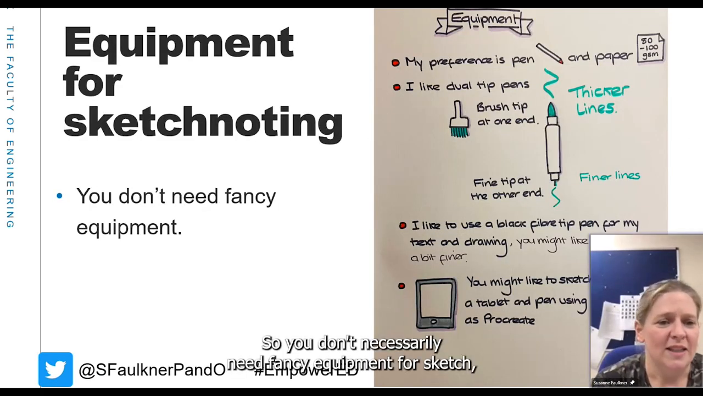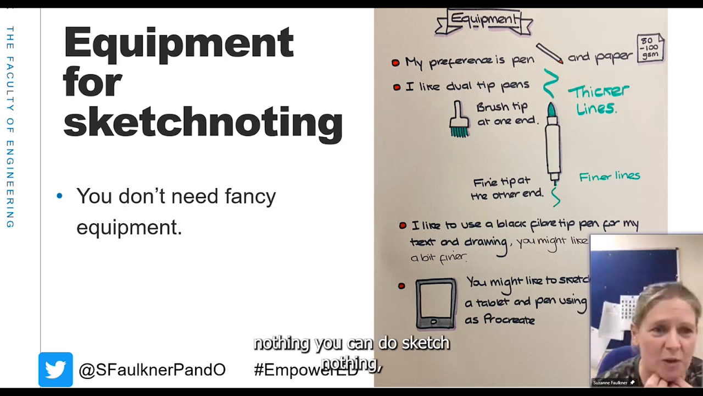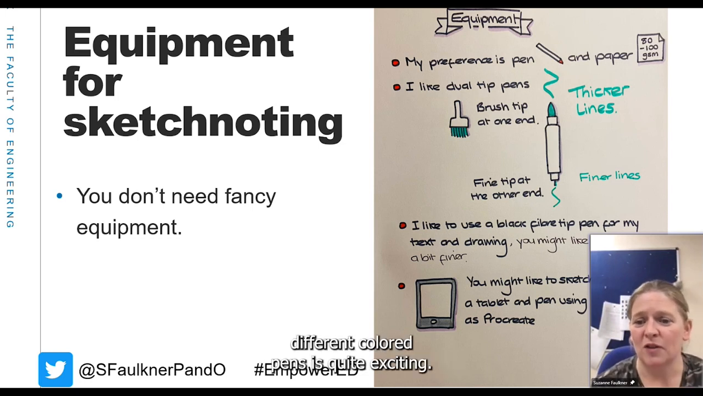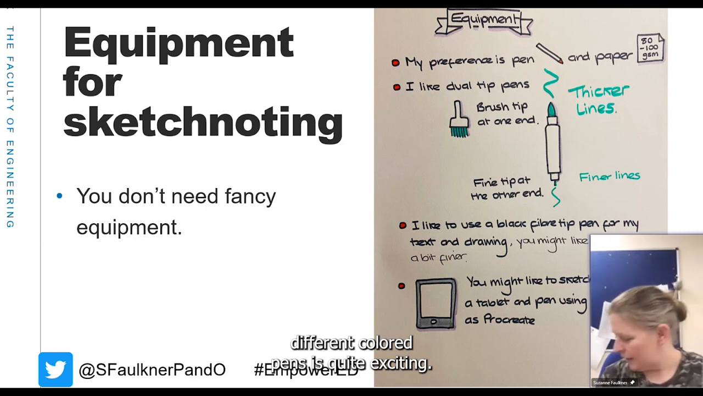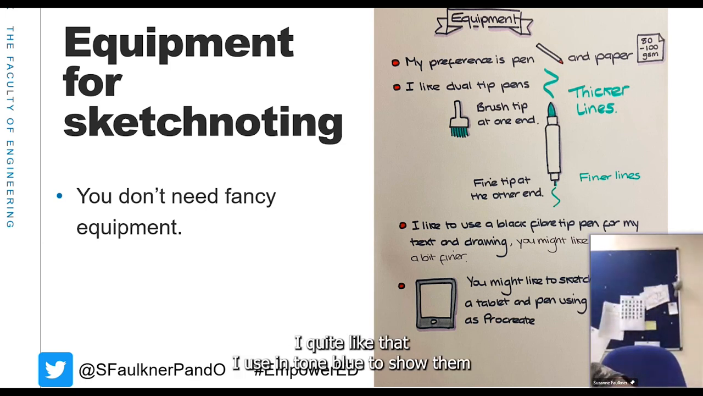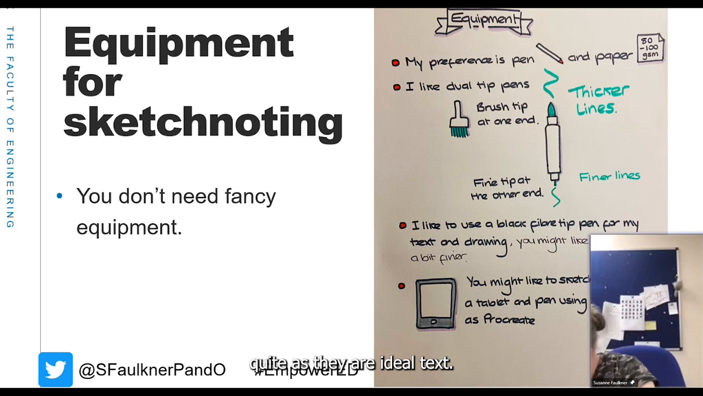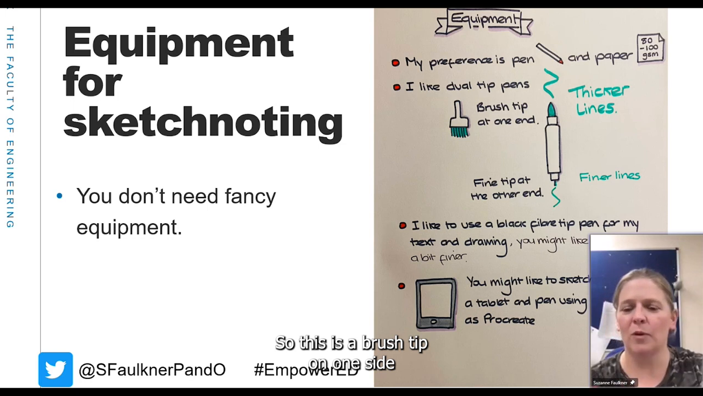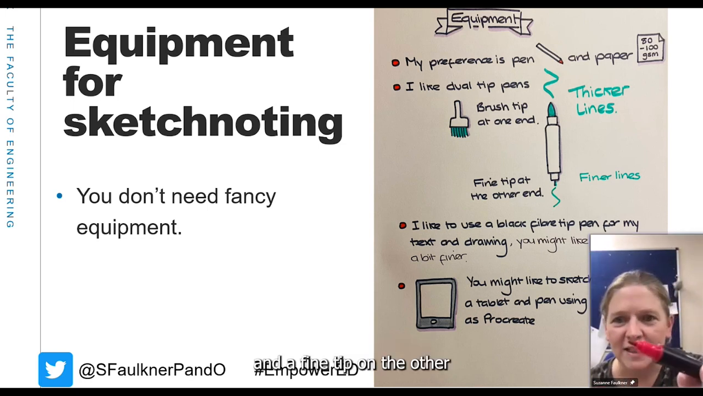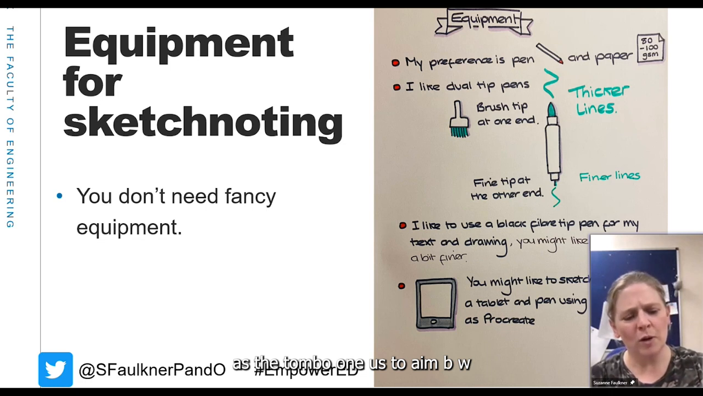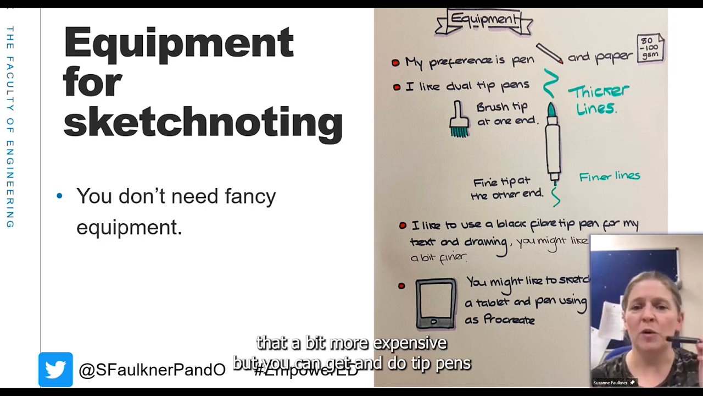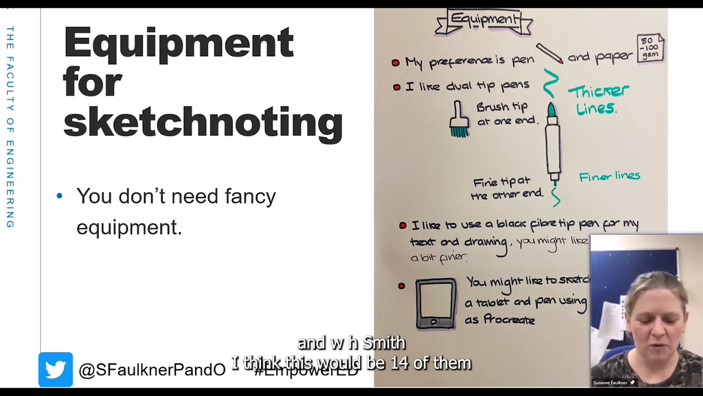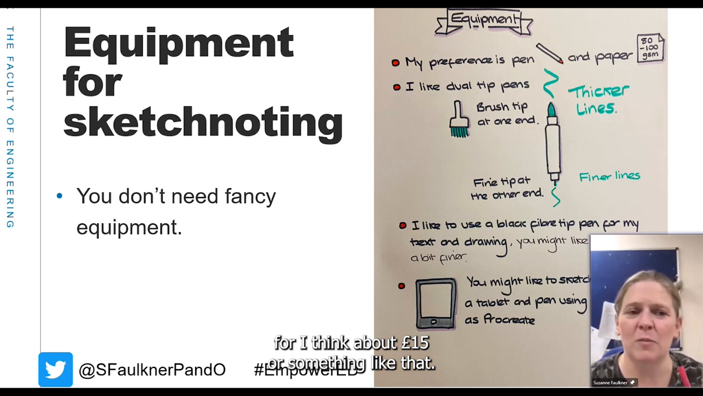So you don't necessarily need fancy equipment for sketchnoting. You can do sketchnoting just with a pencil and a bit of paper. But I would say having lots of different coloured pens is quite exciting. I quite like that. I use Tombow. I'll just show you them just now. Sorry, 2 seconds. They are dual tipped. Hopefully you can see in the screen here. So this is a brush tip on one side and a fine tip on the other. So the Tombow ones, so it's T-O-M-B-O-W, they're a bit more expensive, but you can get dual tip pens in W.H. Smith. I think there's about maybe 14 of them for probably about £15 or something like that.